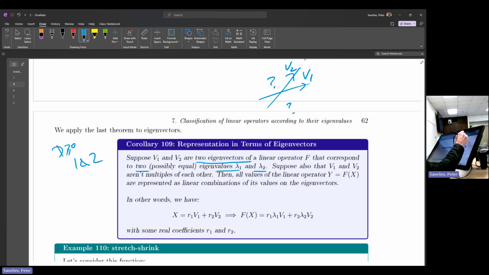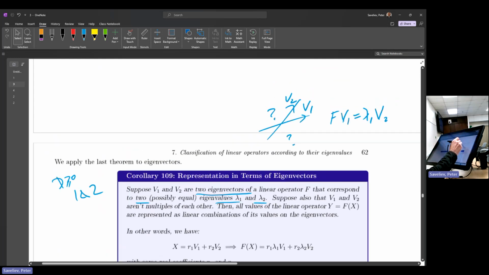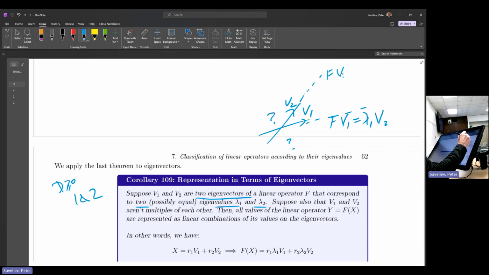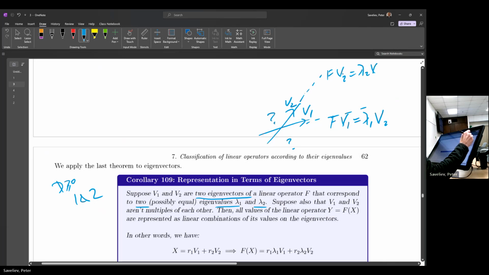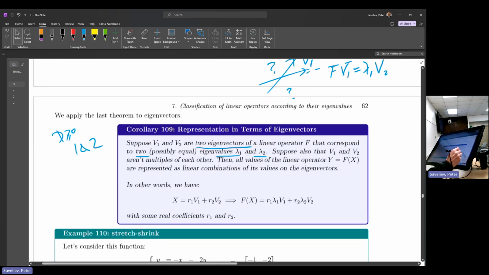Here is my function f. f of v1 is equal to lambda 1 v1, and that's along this line. Along the other line, f of v2 is equal to lambda 2 v2. So once again, everything is clear about what's happening around those two lines, but then what happens elsewhere? Easy, really easy.